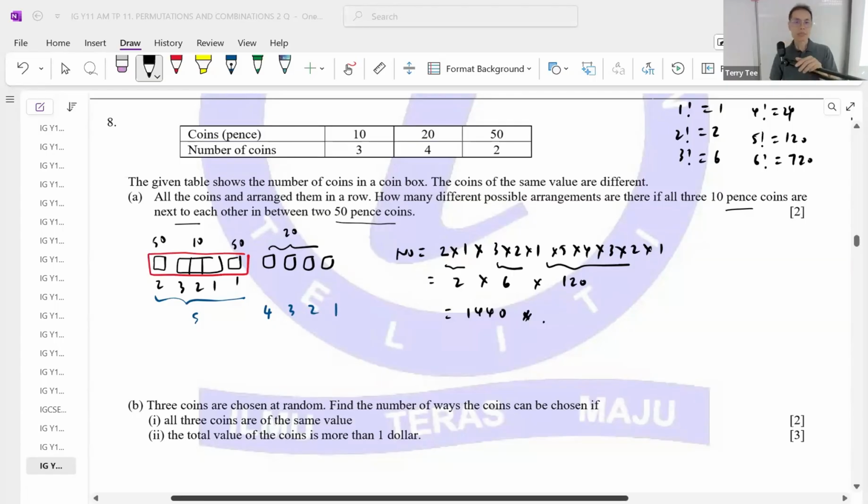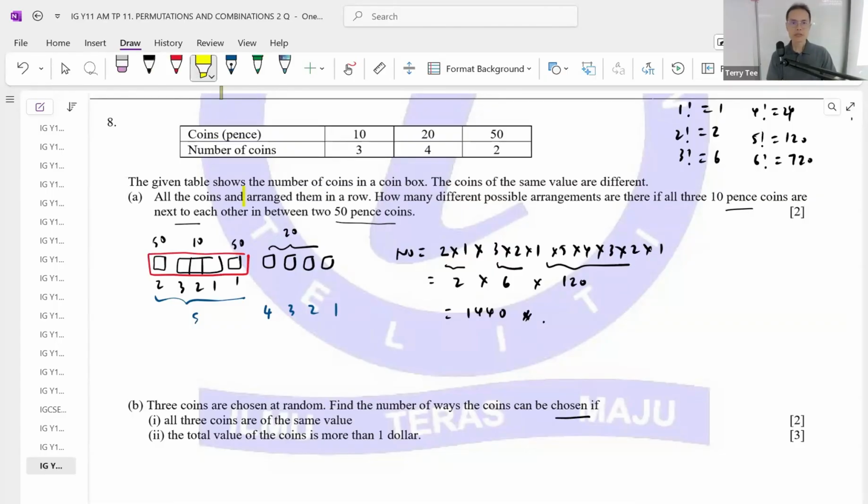Okay, all right. Now let's look at part B. Part A is about permutation. Part B is about combination. The keyword for part A is arrange. For part B, the keyword is chosen. When you choose, you don't arrange them, it is combination. Now, 3 coins are chosen at random. Okay, the word chosen appeared first here, right?